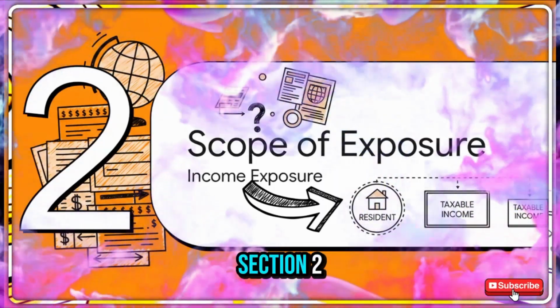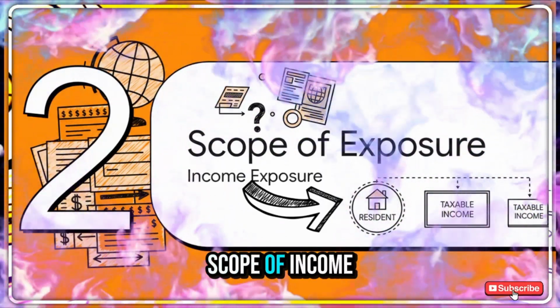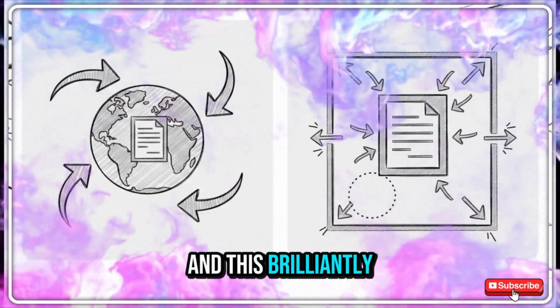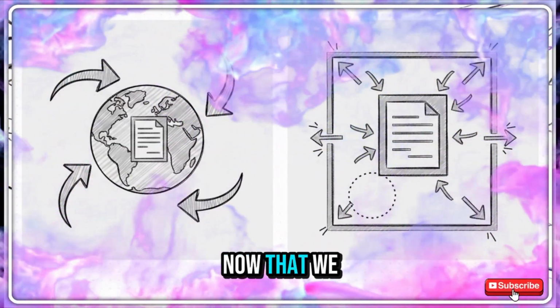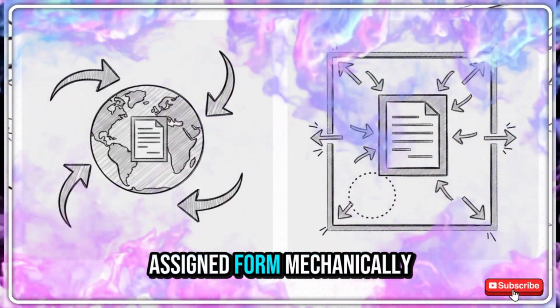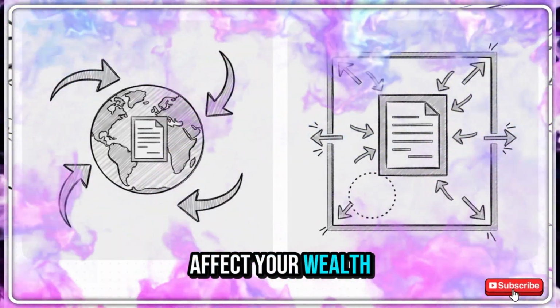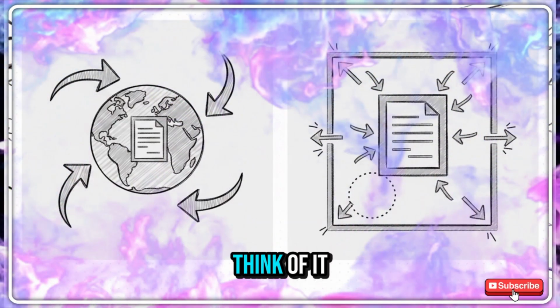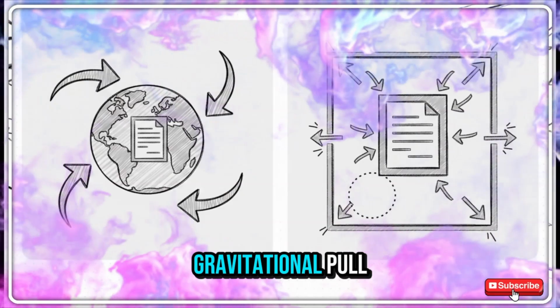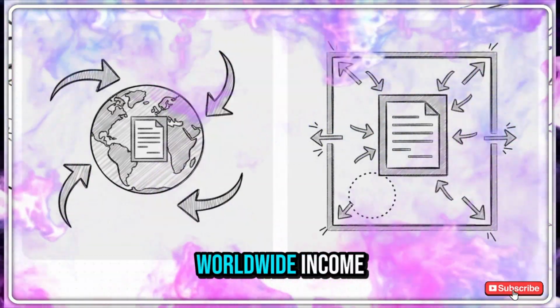Moving right along to Section 2, Scope of Income Exposure. And this brilliantly illustrates the real-world impact. Now that we know the trigger, how does the assigned form mechanically affect your wealth? Well, Form 1040 asserts an infinite jurisdictional reach. Think of it like an inescapable gravitational pull, taxing a resident's worldwide income.